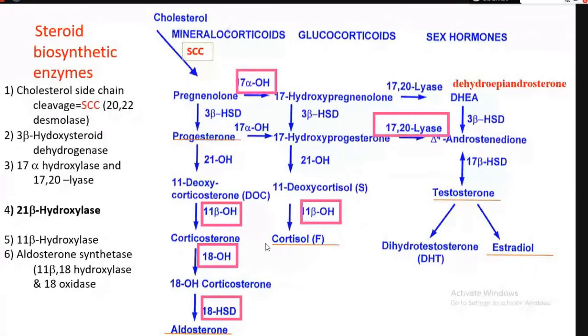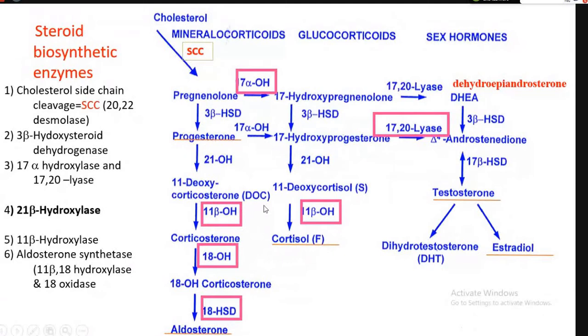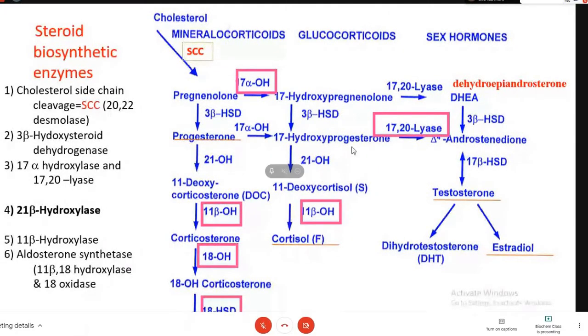Now 17-hydroxyprogesterone can be changed into androstenedione by 17,20 lyase. This provision is there until this point. Then there is no horizontal reaction once 21 hydroxylase is acting, then it becomes deoxycorticosterone or deoxycortisol. So this is the pathway.